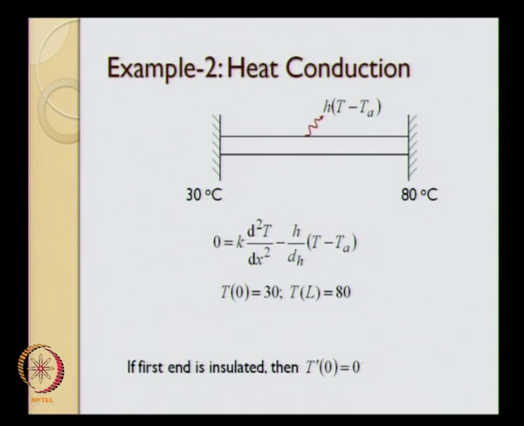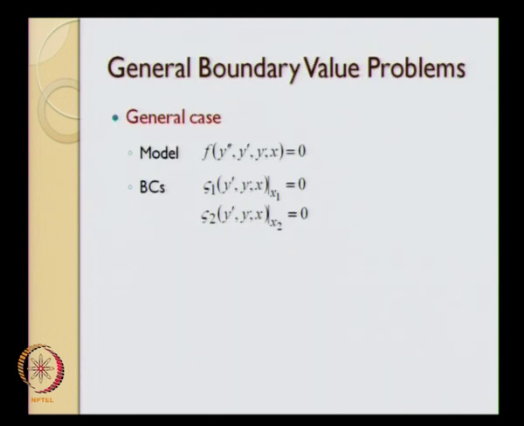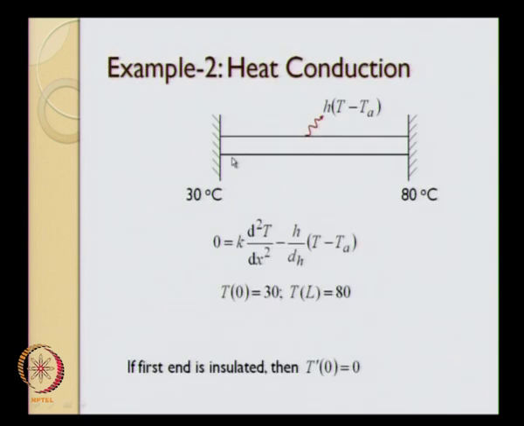So, now to generalize this set of ODEs for boundary value problems, this is going to be a very general way of representing any non-linear ODE. We will have some function f of y double dash, y dash, y and x equal to 0 as a model. In this particular case, in the previous case, this entire thing is nothing but our f of d square T by dx square comma dT by dx comma T comma x.